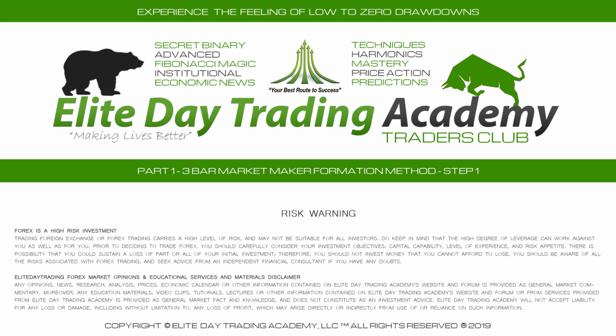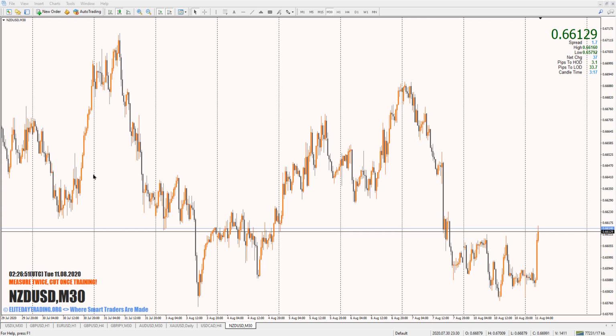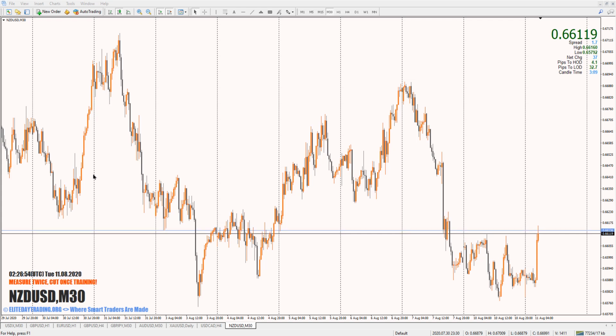Alright, so this is going to be step one of the 3-bar market maker formation method. I'm not going to get into why people are making mistakes these days. I'm just going to get to the crunch of it. First of all, we need to take a look at a higher time frame, or in this sense, compression. That's what they refer to, because you're having smaller time frames compressed into a higher one, therefore it's called a compression. I'm going to try and keep this short and sweet.